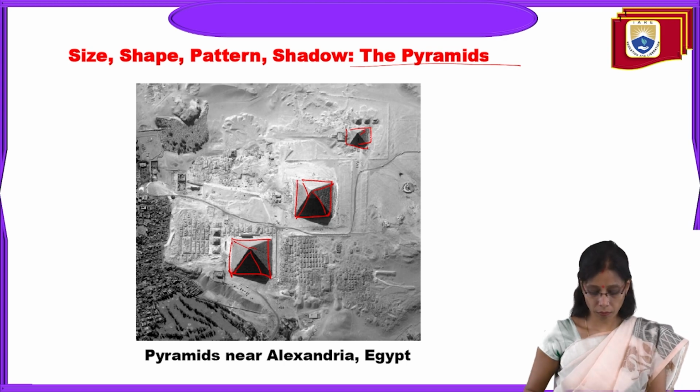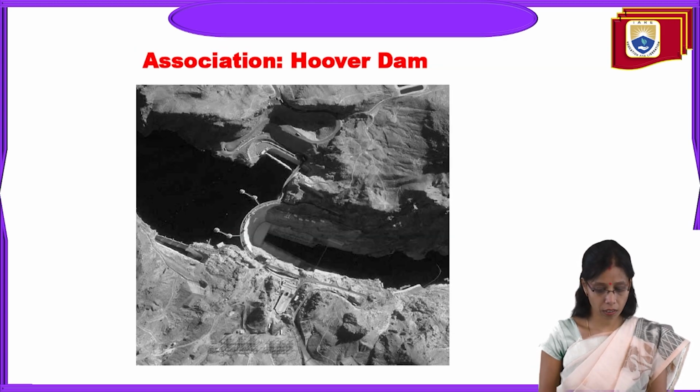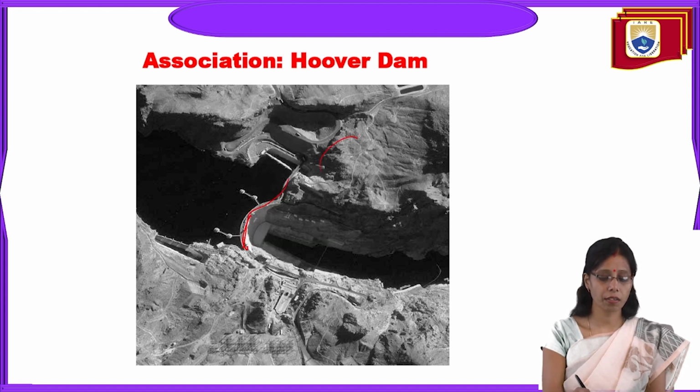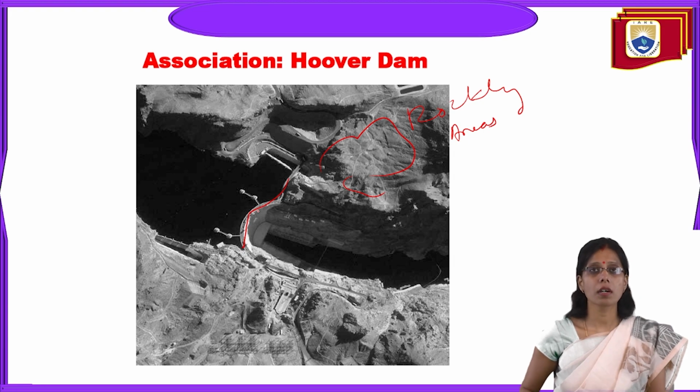Now association, like association is Hoover Dam. Some features we are unable to identify sometimes, so based on the association we are able to identify. So this is a dam over here, it's a Hoover Dam. It is associated with nearby features, like we have very rocky areas. The rocky area which is associated with this kind of dam is called association.